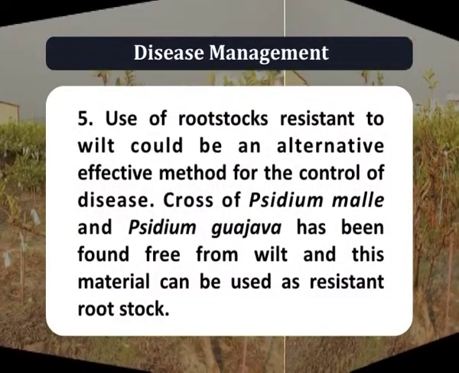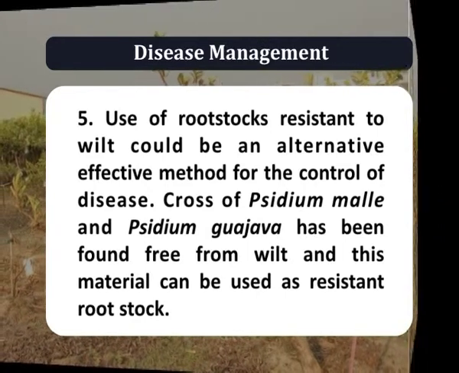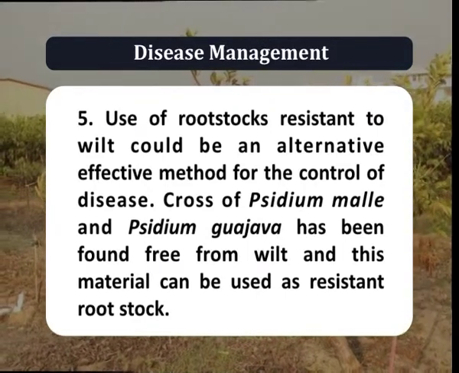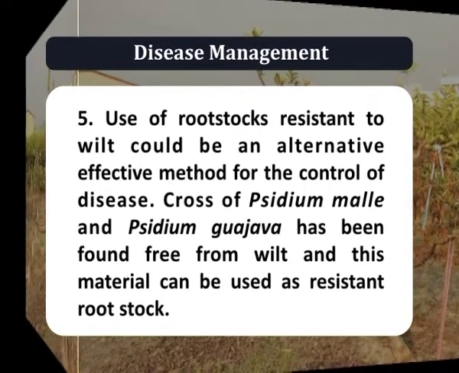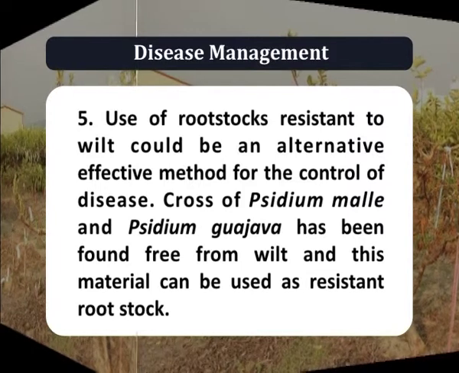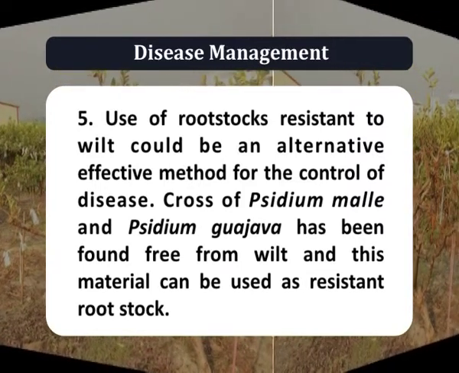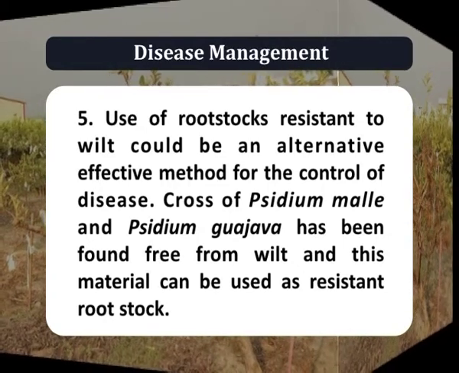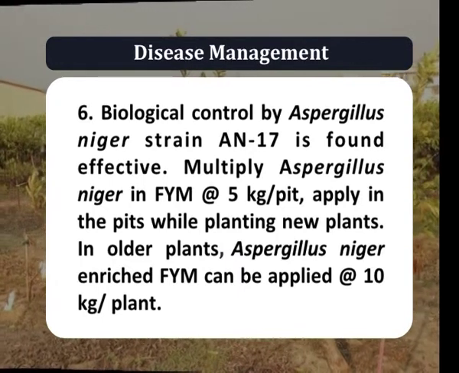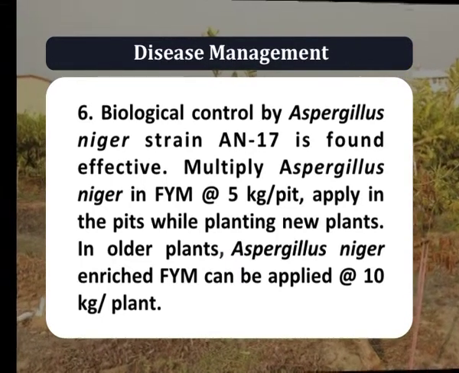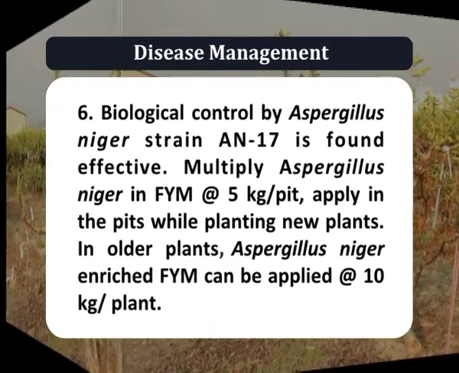Use of rootstocks resistant to wilt could be an alternative effective method for the control of the disease. A cross of Psidium molle and Psidium guajava has been found free from wilt, and this material can be used as resistant rootstock. Biological control by Aspergillus niger strain AN17 is found effective.